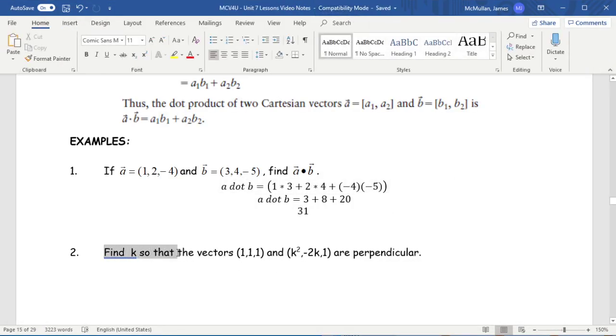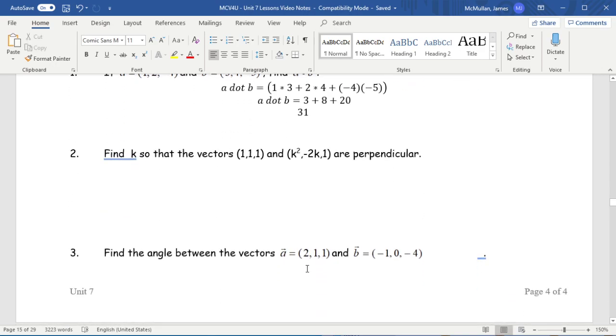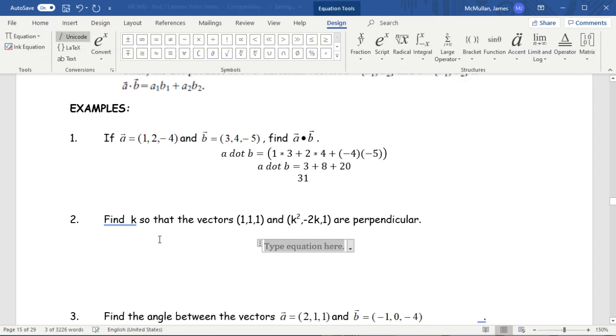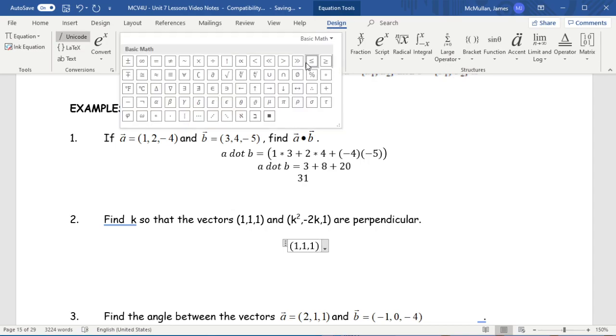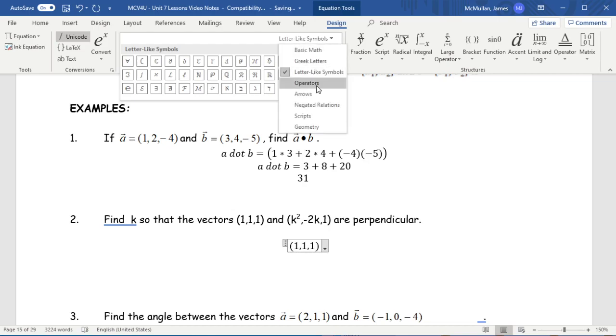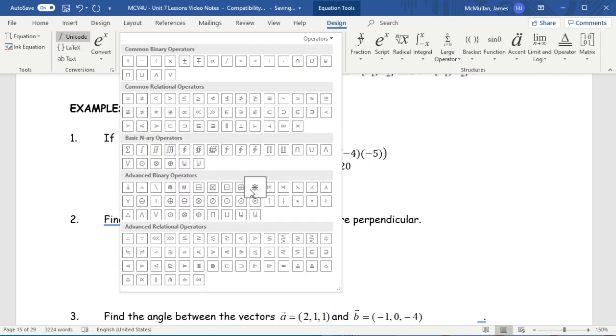Find a value k so that 1, 1, 1 and k squared, negative 2k, 1 are perpendicular. Okay, 1, 1, 1. Now the symbol for perpendicular, it's probably helpful to know. I think it's one of these things, but sorry, I'll pause it.